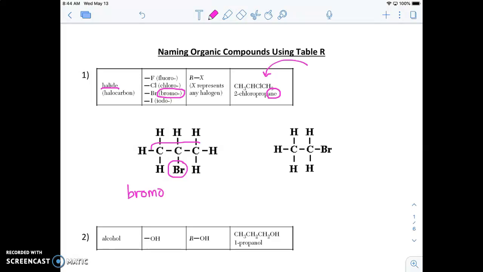Then the number of C's is 3. If you look at table P, when you have 3 C's, the prefix is prop. And the ending comes from the ending that they give you in the example. So all of your halides are going to end in ane. So this would be bromopropane. If it was fluorine, it would be fluoro. If it was a chlorine, it would be chloro. If it was an iodine, it would be iodo. So whatever element it is, you steal it from that box. However many C's you have, you get it from table P, and the ending comes from the ending in the example.